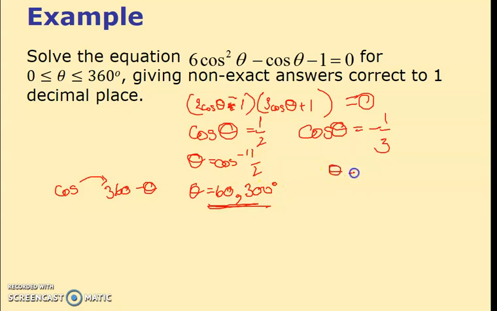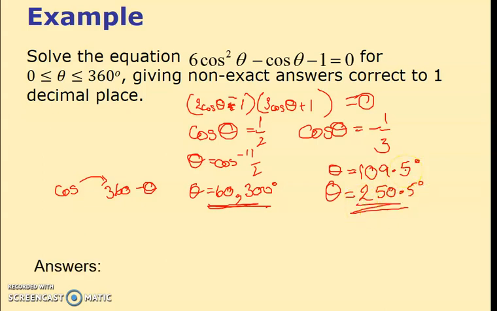And this one, what am I going to get on this one? I've got inverse cos of minus 1/3, and I get 109.5. And again, it's a cos question, so it's 360 minus it. My second solution is 250.5. It says give it to 1 decimal place for non-exact answers, so I'm on the right lines here, and I think that's probably all my solutions. Let's have a look. Yeah, I've got 4 solutions, so everyone's happy.